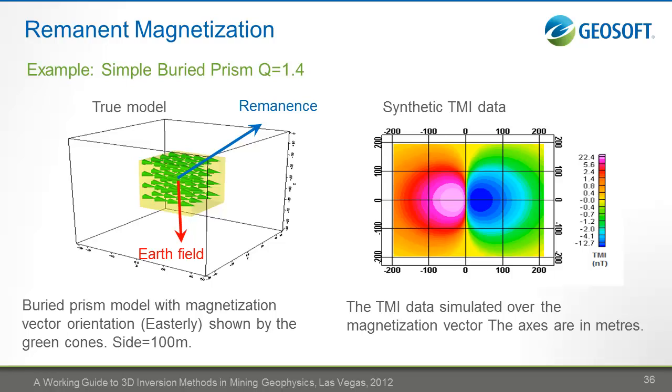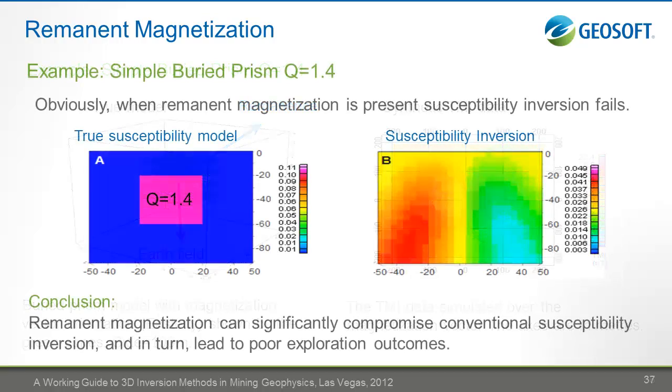Now what I'm going to do is show you a series of section slices through this model, and we'll be comparing inversion results on that section. If I slice the model through, what I have is a prism in a uniform Earth. In this case, the Königsberger ratio has been set to 1.4.